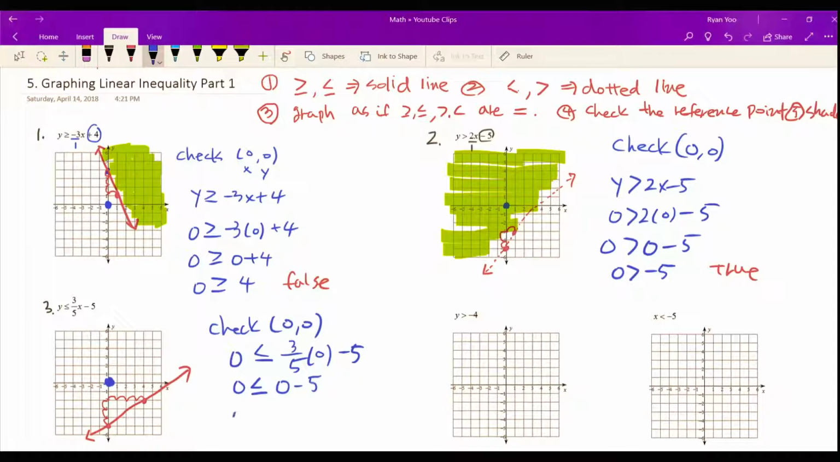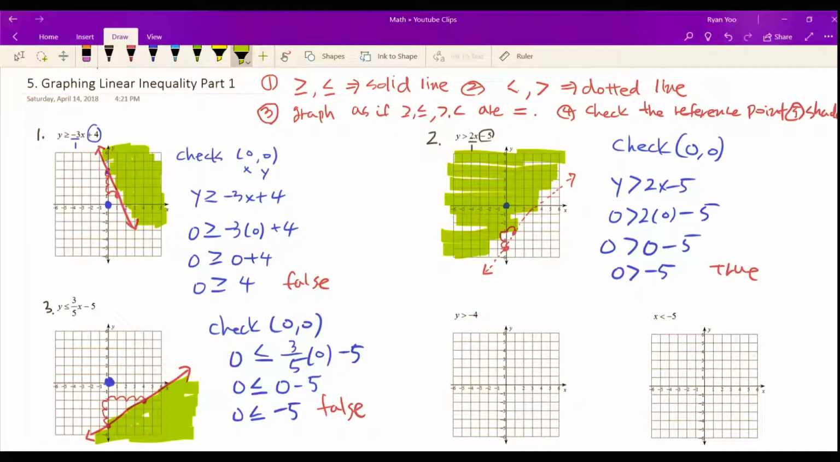And I have 0 less than or equal to 0 minus 5, which is negative 5. Is 0 less than negative 5? That's false. 0 is bigger than negative 5. So this is false. Since this is false, we're going to shade away from 0, 0. So this is where the answer goes. Here we go. We do not want to include a false statement.